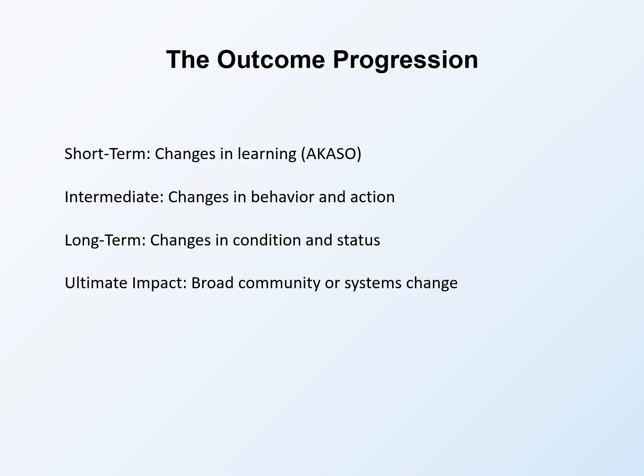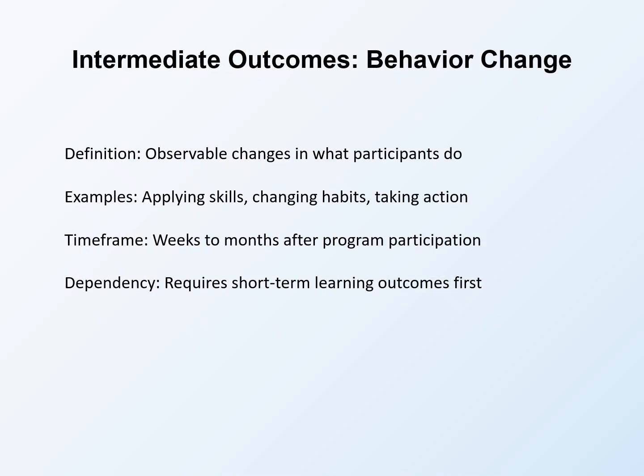Many programs working on the same issues collectively contribute to population-level improvement over extended time frames. Individual programs usually cannot claim sole credit for ultimate impact, but they can demonstrate their contribution to this broader change. Intermediate outcomes focus on behavior change as the critical link between learning and lasting improvement in participants' lives.